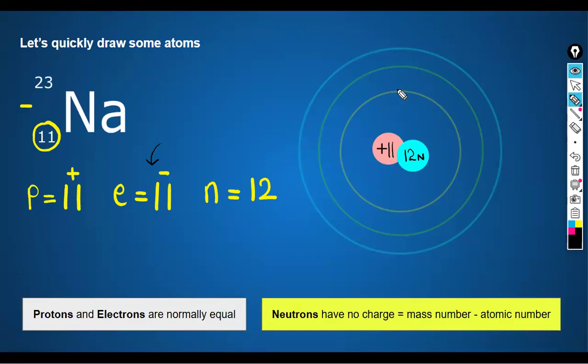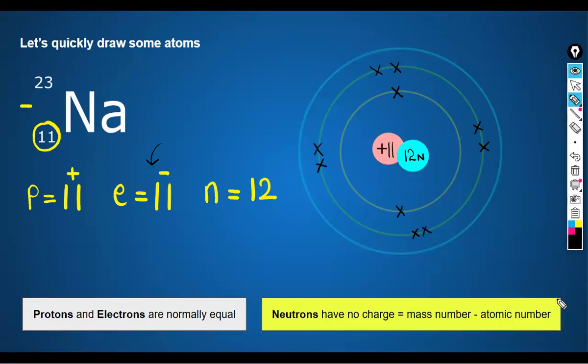For 11, the first shell can hold 2. So you can put an X. Most people put an X or a dot. So the first shell has 2. Now, that's 2 electrons. Then the next shell could hold 8. 1, 2, 3, 4, 5, 6, 7, 8.